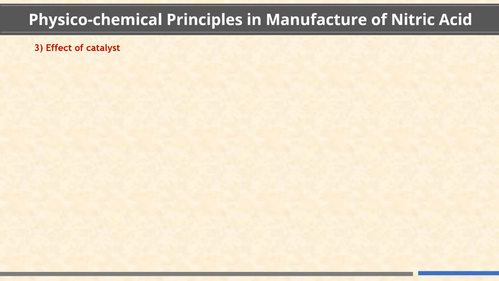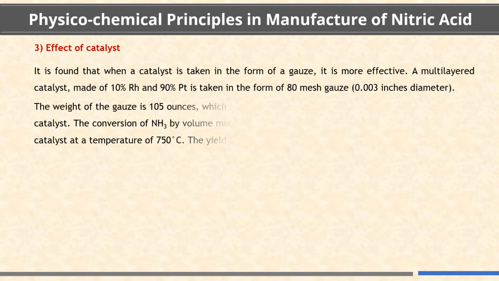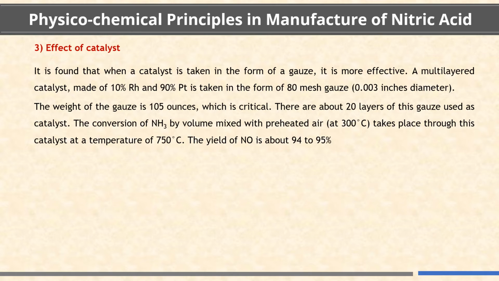Effect of catalyst. It is found that when catalyst is taken in the form of gauze, it is more effective. A multilayered catalyst made of 10% rhodium and 90% platinum is taken in the form of 80 mesh gauze. The weight of gauze is 105 ounces, which is critical. There are about 20 layers of this gauze used as catalyst.